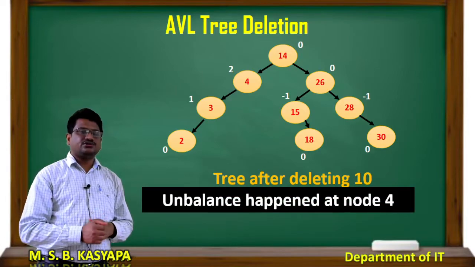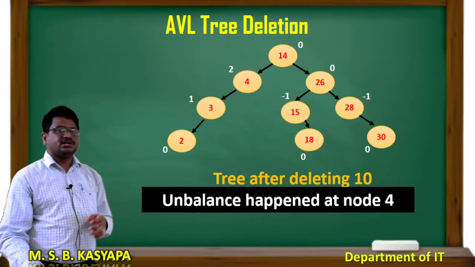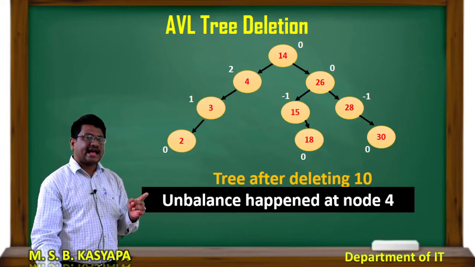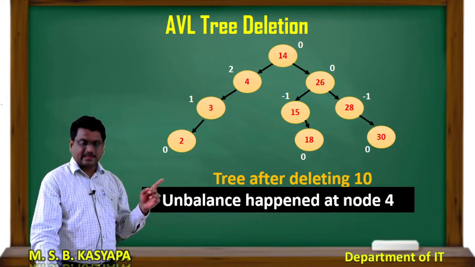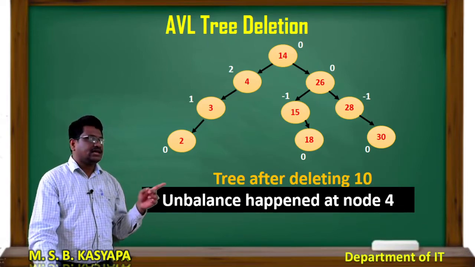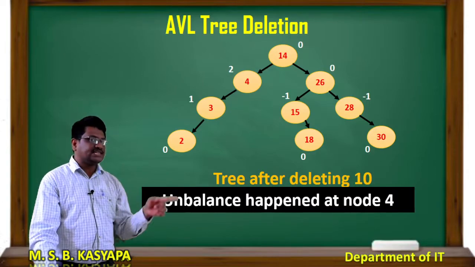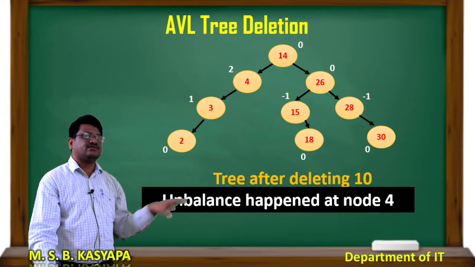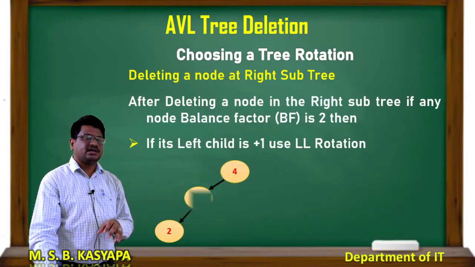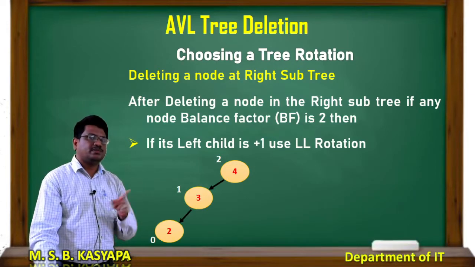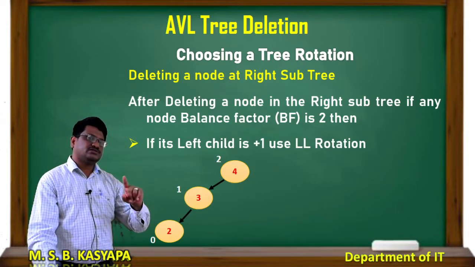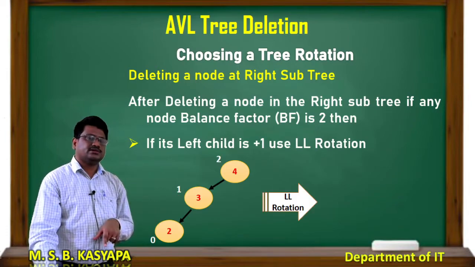According to the deletion process, the balance factor imbalance happened at 4. I have deleted from the right side of 4, so that means I have to check the left. So 2 plus 1, that means LL rotation.